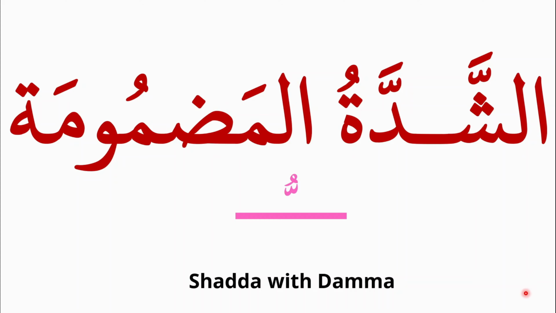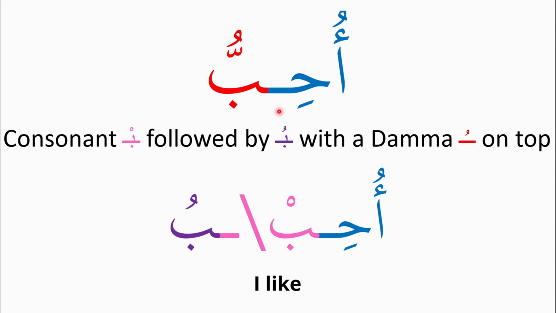Now, the second type of الشدة is الشدة المضمومة, which means شدة with ضمة. As you can see here, there is شدة above the letter and there is ضمة above them both. Let's have some examples. The word أحب, I like. The letter باء has شدة with ضمة. And if I want to break it down, it will be consonant ba followed by ba with ضمة on top.